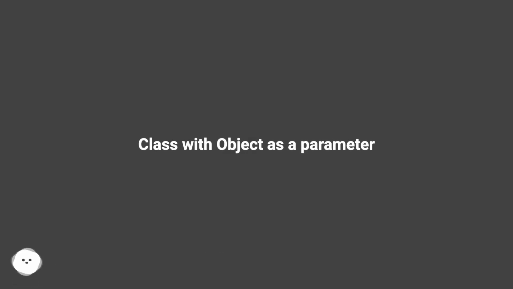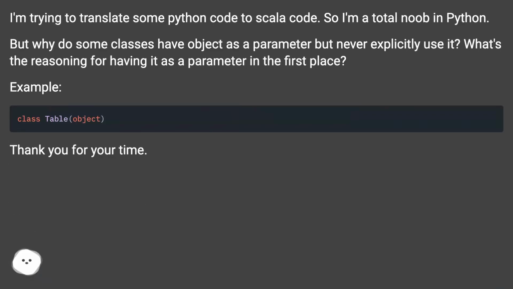Class with object as a parameter. I'm trying to translate some Python code to Scala code. So I'm a total noob in Python. But why do some classes have object as a parameter but never explicitly use it? What's the reasoning for having it as a parameter in the first place?